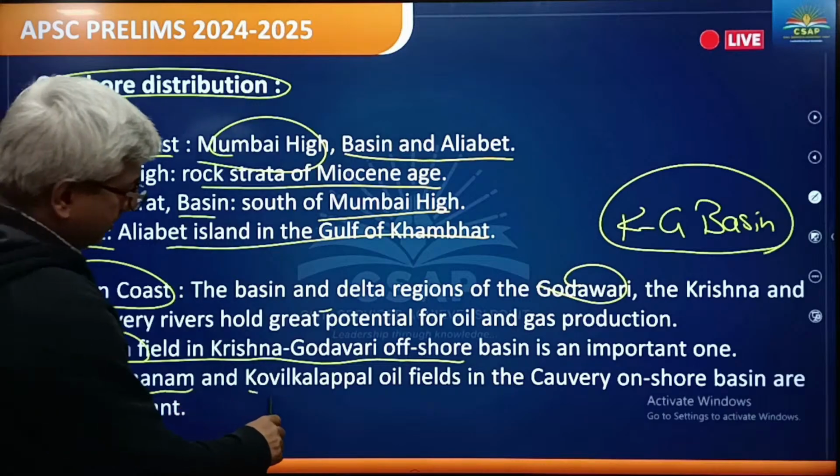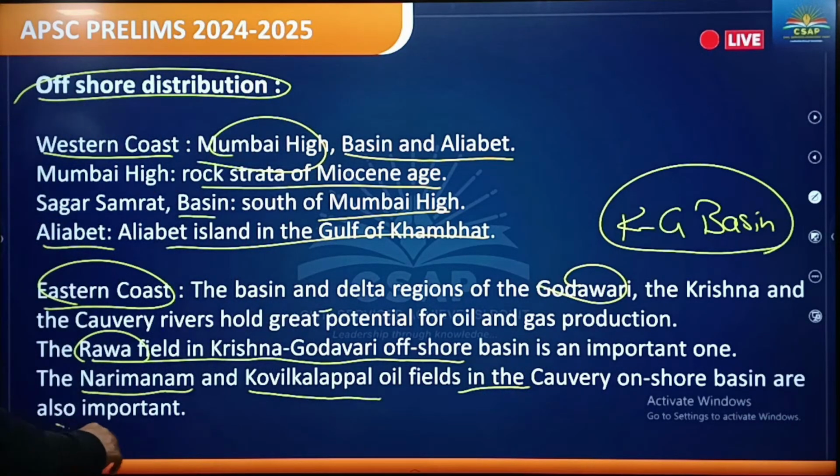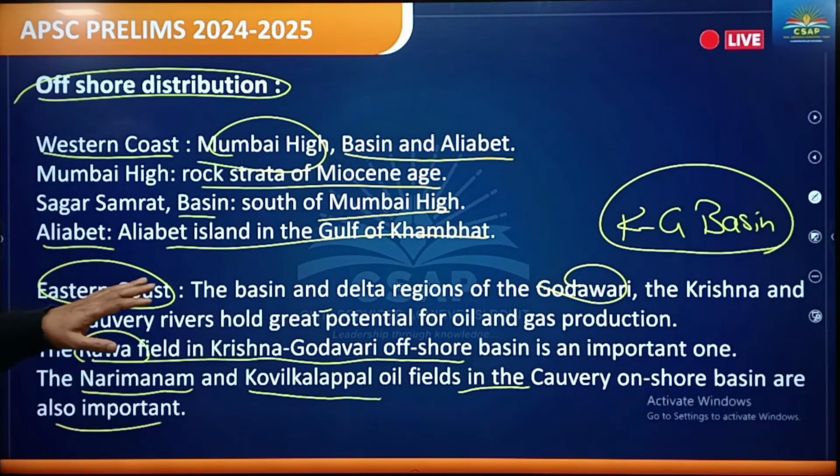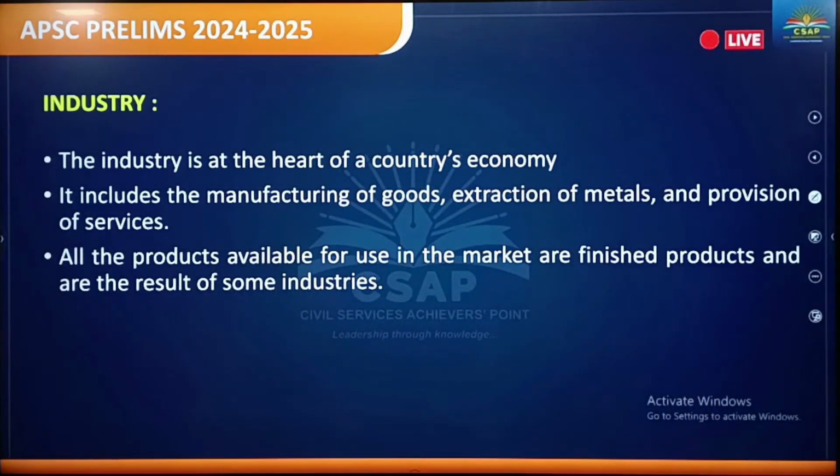Narimanam and Kovilappam oil fields in the Kaveri onshore basin are also important. These two are not very important, but the KG basin on the eastern coast is considered important.